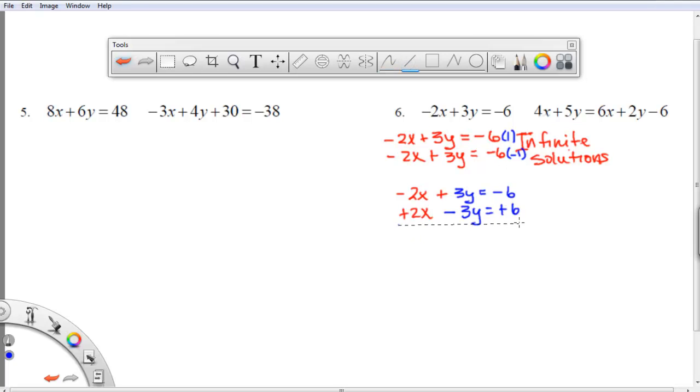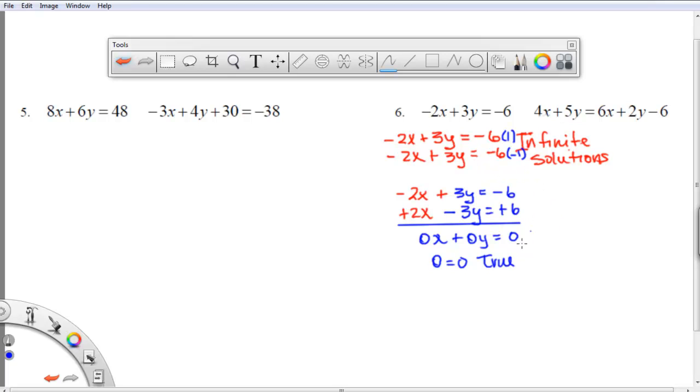Now look what happens when I add these two equations together. I get 0x plus 0y equals 0. So 0 equals 0. That's a true statement. So what that means is this shows me right here that I have infinite solutions, because it doesn't matter what I use for the x and for the y, one will equal the other no matter what y values that I use. So it means it's the same line.